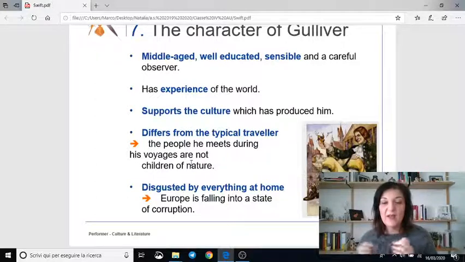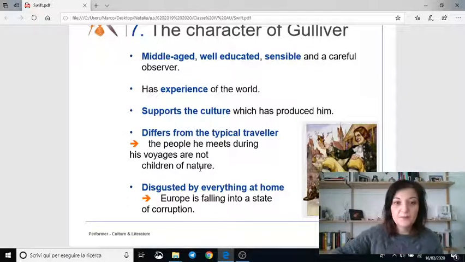Exactly describes them for what they are. Okay? And this is a very fundamental difference between the typical travel literature and this satire, written by Swift.